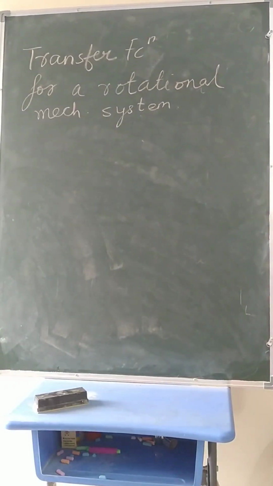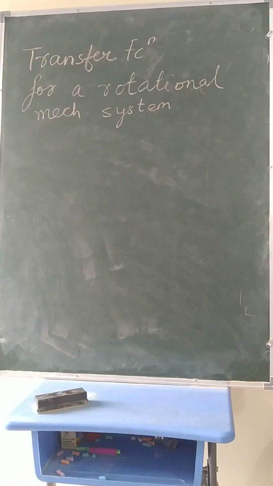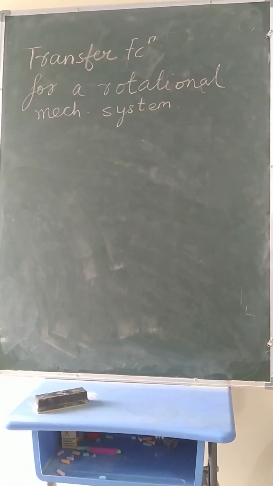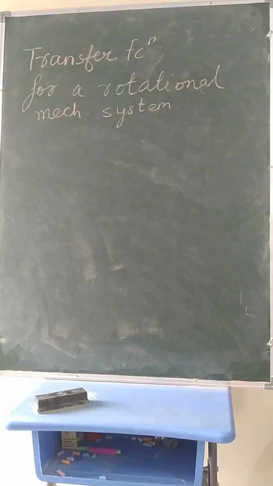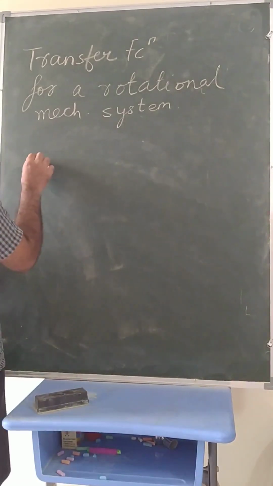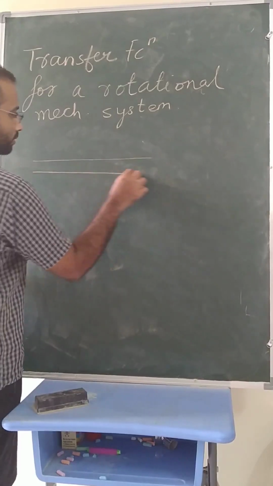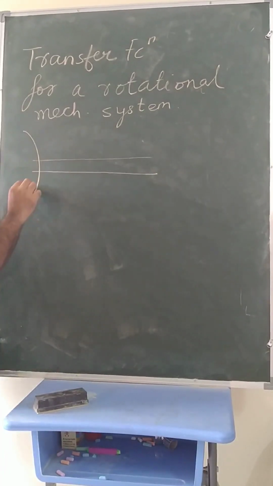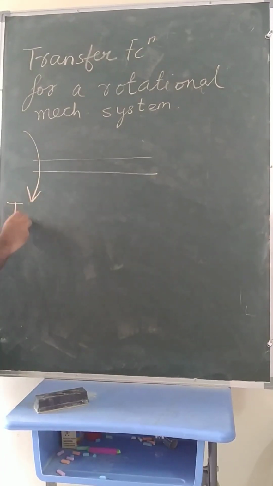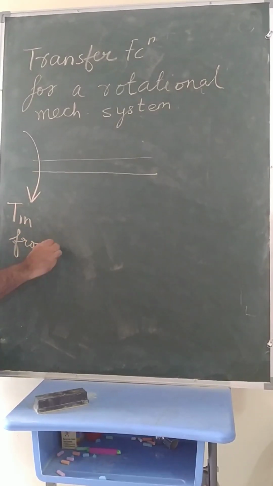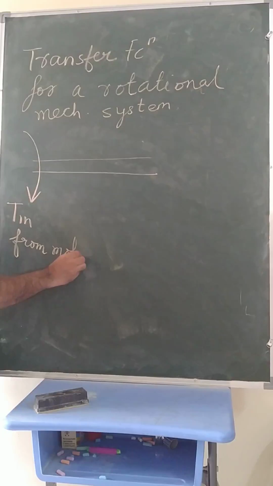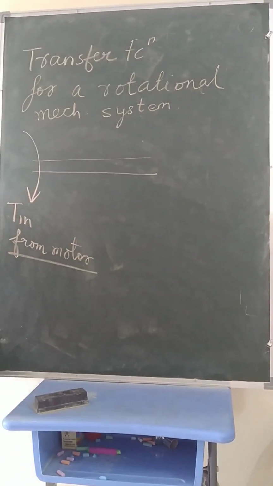So our approach for transfer function is going to be the same. First we will be writing the governing differential equations, then taking Laplace transform, and then finding the corresponding transfer function. So a rotational mechanical system is a simple system which has a shaft which receives some torque input from a motor. Right? There is some input torque.